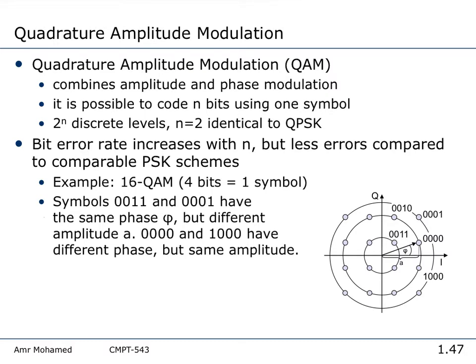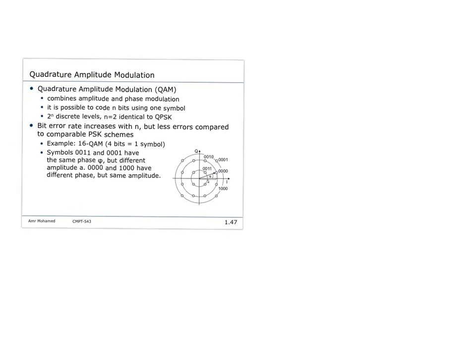So this is the general form of what they call QAM. Yes, this is a very common modulation. It's a combination of amplitude and phase. The idea is very simple. Instead of, for the case of PSK, phase shift keying, we're changing the phase, which means that we are going around one circle.